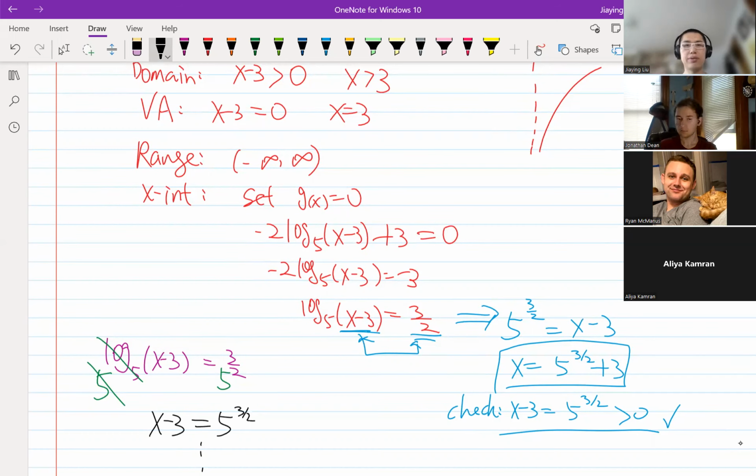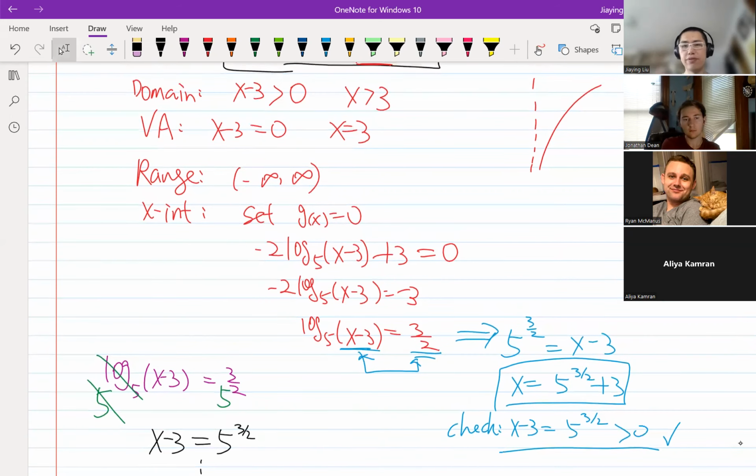All right, any questions about those examples I went over so far? So if you were to do a horizontal stretch to, say, -2 log base 5 of (x minus 3) plus 3, would you just be putting a coefficient in front of that x? Or... that's a little bit tricky.